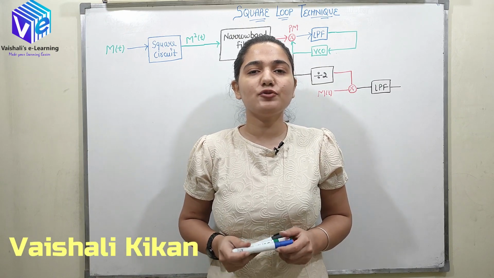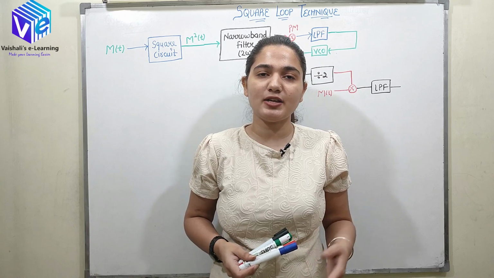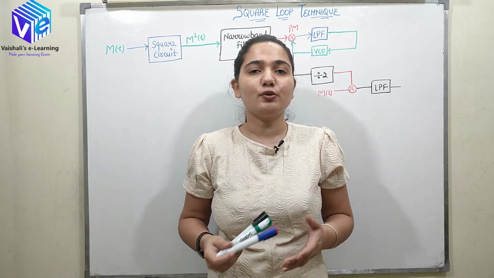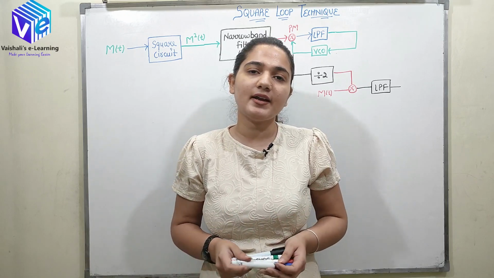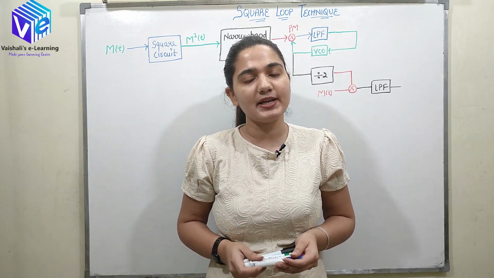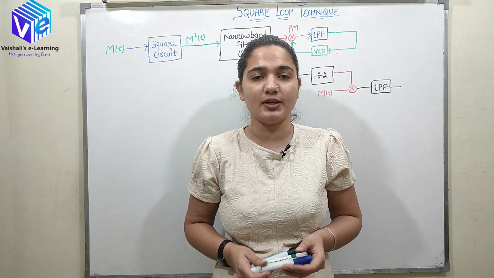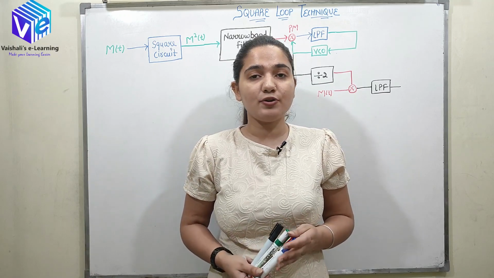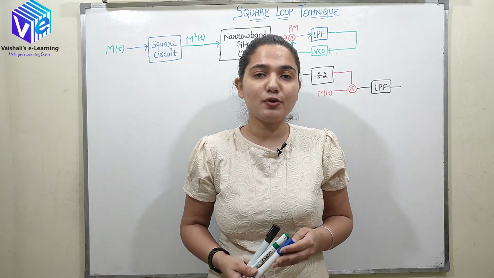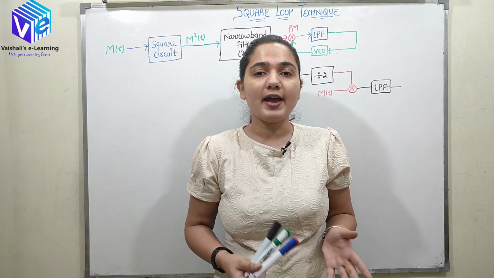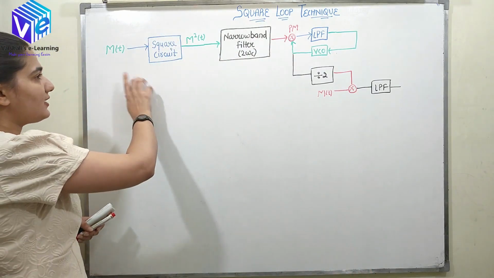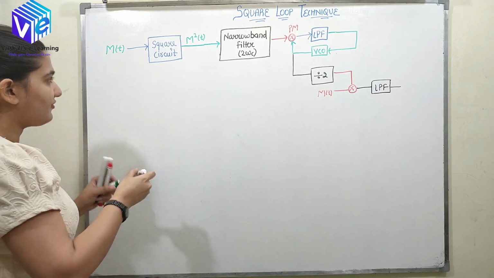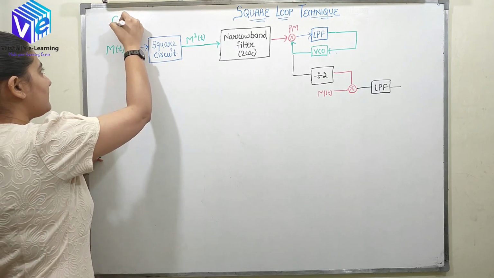In this video I am going to talk about a demodulation technique, the square loop technique, to extract the information signal from the modulated signal in the case of double sideband suppressed carrier amplitude modulation. I have already discussed the DSB-SC amplitude modulated signal. Now I am extracting the information signal, that is x(t). This is the block diagram of the circuit of the square loop technique.